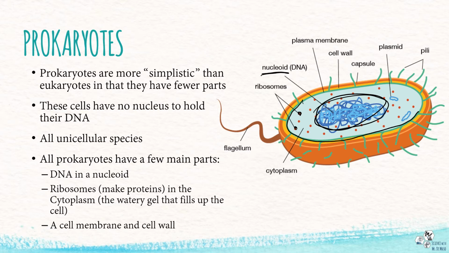And what prokaryotes have is a special type of cell wall. Every single prokaryote has a cell wall. Some eukaryotes do, but not all. We don't have cell walls. Animal cells don't. Another interesting thing about prokaryotes is that they're all unicellular species. They don't grow into multicellular organisms like plants and animals.